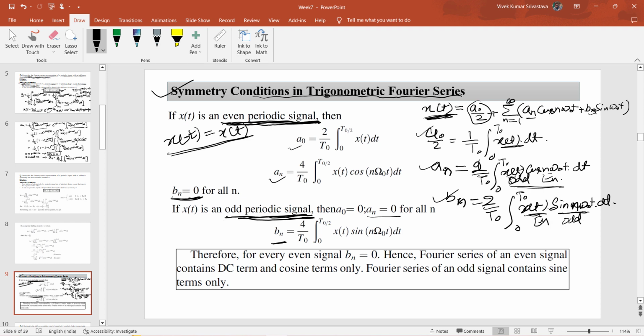So we will use this symmetry condition to easily represent any symmetric signal in terms of its trigonometric Fourier series coefficients. The crux of this symmetry condition is that for every even signal, b n will be equal to 0. Hence, the Fourier series of an even signal contains only the DC term and cosine terms, whereas the Fourier series of an odd signal contains only the sine terms. So this is the outcome of this slide.